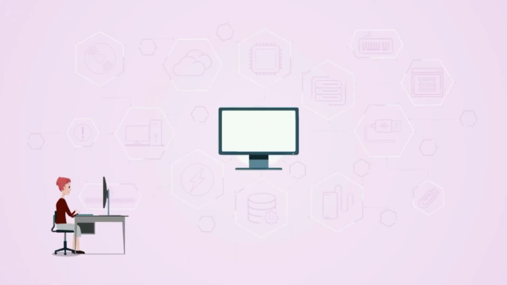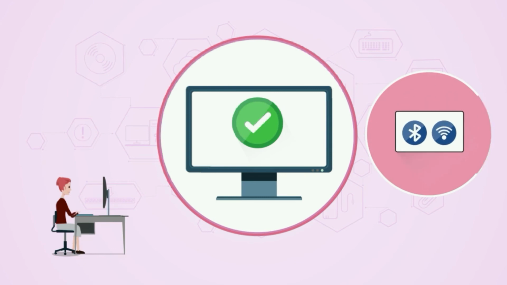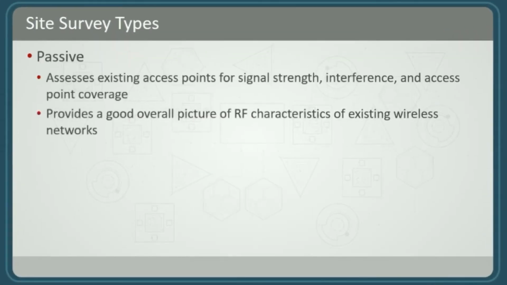In this presentation, we'll take a look at what's known as site surveys for wireless networks. And there are different types depending on what you're looking for and where you are in your implementation. In other words, you might be assessing an existing wireless network or considering a new implementation. So the first type is known as passive. This assesses the existing access points for signal strength, interference, and access point coverage, and provides a good overall picture of the radio frequency characteristics of an existing wireless network.